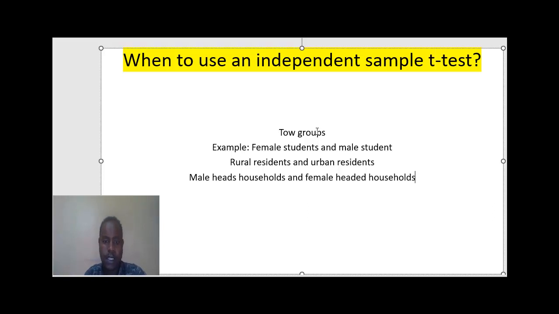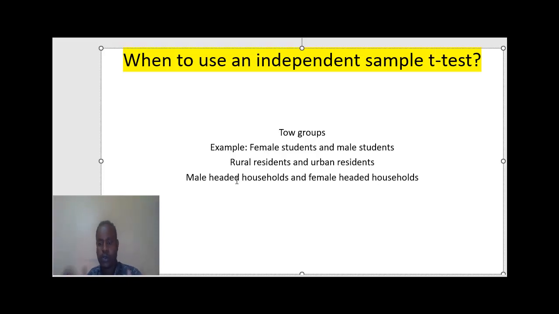Therefore, in independent sample t-test, we need to have two groups, like female students and male students, rural residents and urban residents, male-headed households and female-headed households. There are two groups. So inherently, in independent sample t-test, we need to have two groups. And next, the purpose. Okay, the purpose, sorry, here I wrote two not properly.